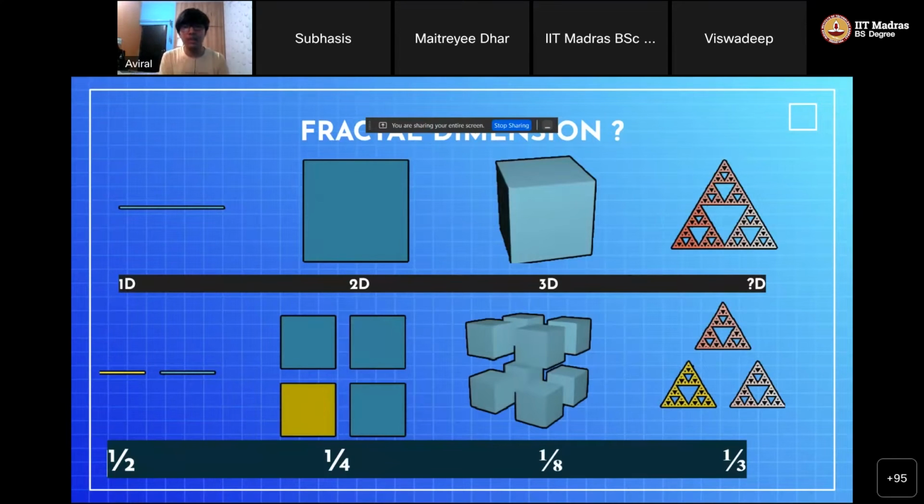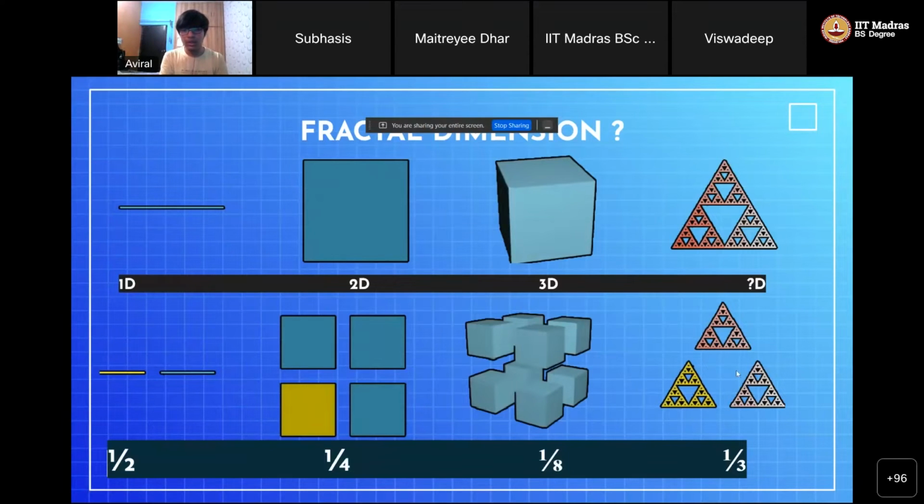So how can we define a dimension by just looking at the shapes? Okay, this is a square, this is 2D. This is a line, so we're just going to subdivide all the shapes. If it is a line, it's going to break into 2 lines. If I subdivide the square, it's going to break into 4 parts, and the cube similarly will have 8 parts. And this Sierpinski triangle, which is a fractal, will have 3 parts. So this part of the line is 1/2, this is 1/4, this is 1/8, and this is 1/3.